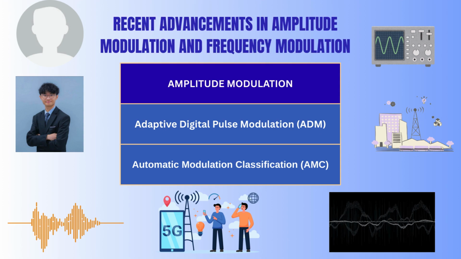Today, I will be discussing recent advancements in amplitude modulation, which is a fundamental technique in analog communication systems. As shown on this table, my discussion is about advancements in amplitude modulation. For amplitude modulation, I will focus on adaptive digital pulse modulation (ADM) and automatic modulation classification (AMC). These advancements aim to improve signal quality, noise performance, and efficiency, while also providing significant benefit and impact to society.